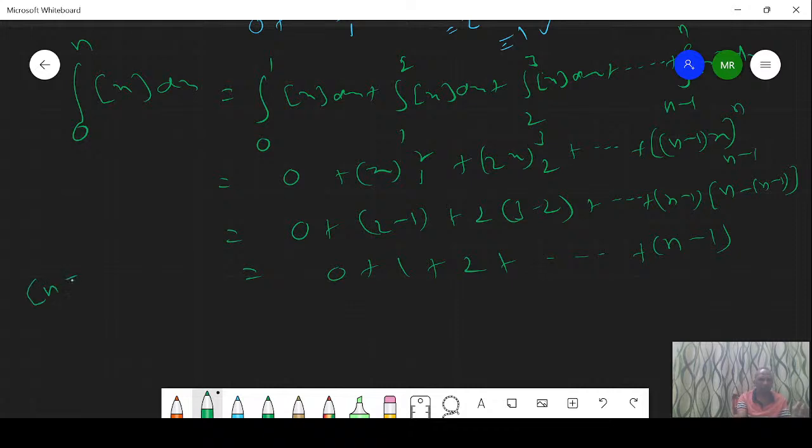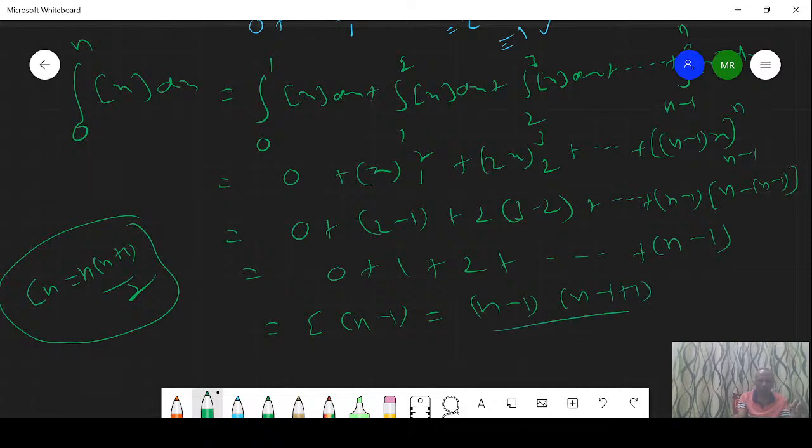But we know sigma n means n into (n plus 1) by 2. Replace, this is sigma (n minus 1). So you can write (n minus 1) into (n minus 1 plus 1) by 2, minus 1 plus cancel, n into (n minus 1) by 2. So that will be your answer.